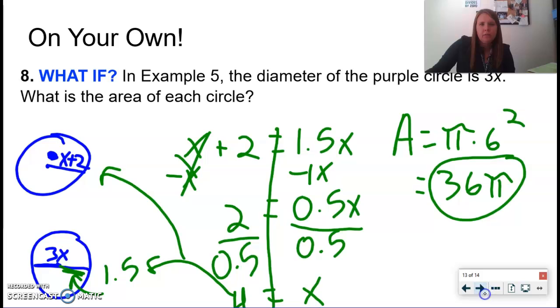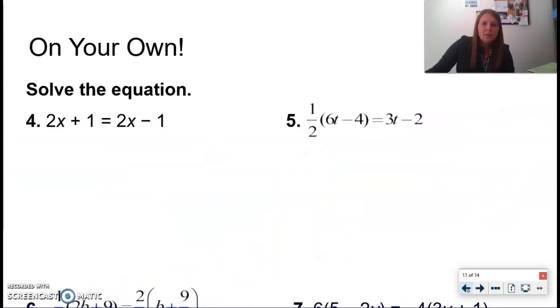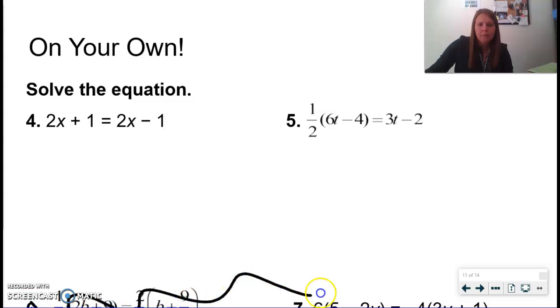I'm just checking if there were some other problems on here. That's from something else. Alrighty, just for the sake of these, we're not going to worry about these ones at the bottom here.